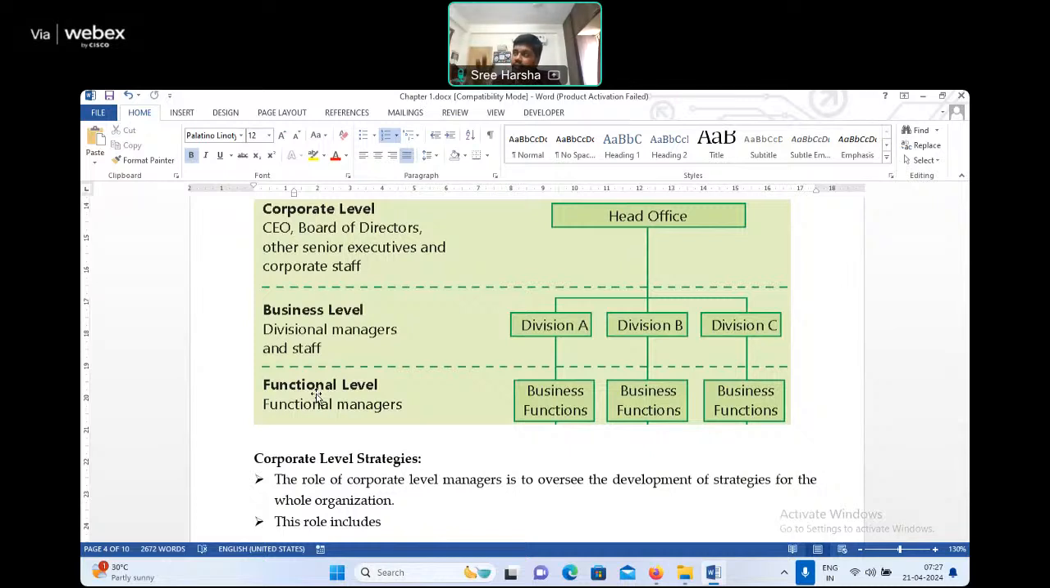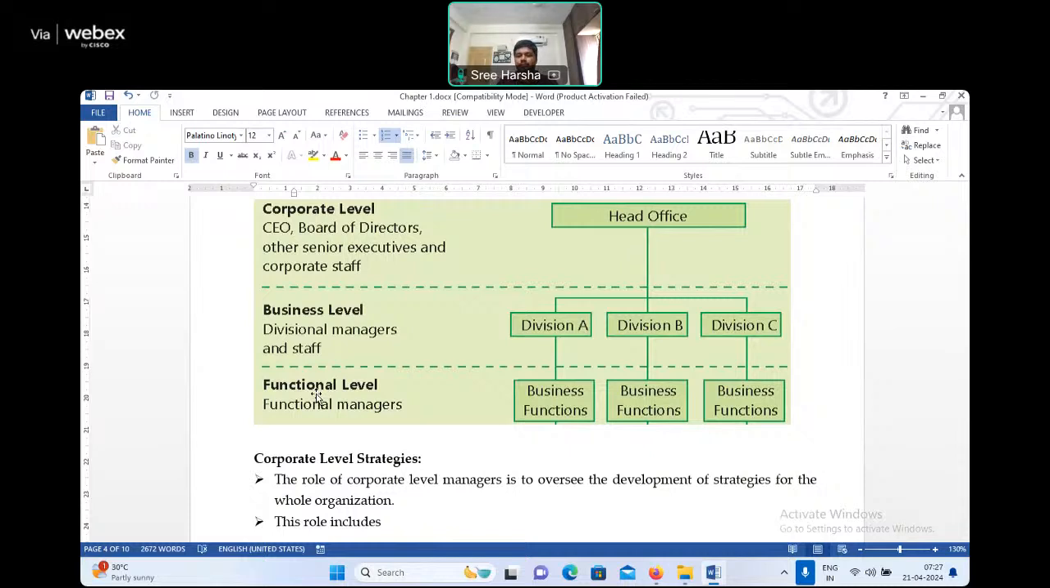When it comes to the function, under each division, there will be multiple departments, right? At department level also, we need strategy. For example, finance department needs a strategy. Marketing department needs a strategy. HR department needs a strategy. Each of them needs a strategy in line with the divisional strategy.